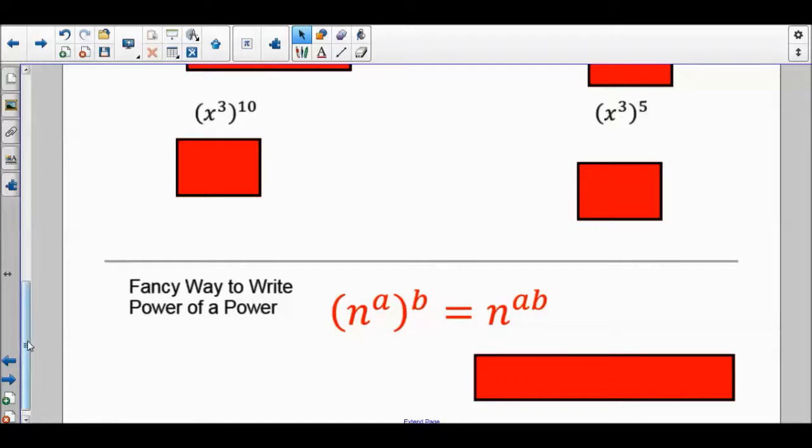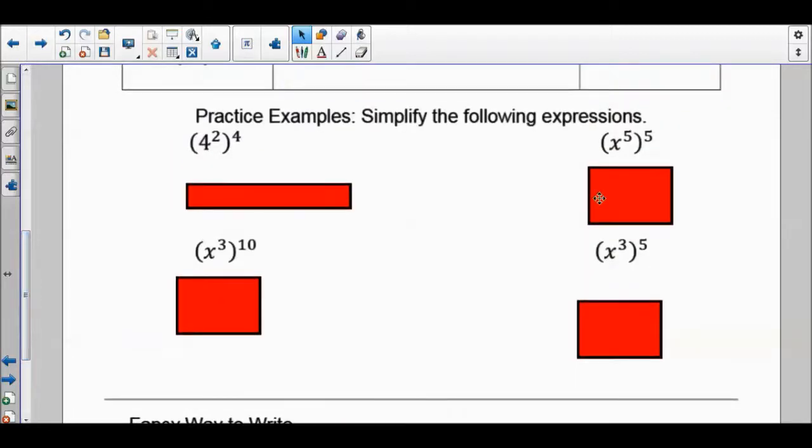Now what I want you to do is pause the video and try these 4 on your own. Once you're done, you can restart the video and I'm going to go over these 4, but please try them before you listen to the answers, because I want you to make sure that you're on the right track.